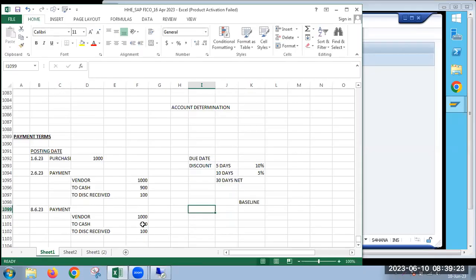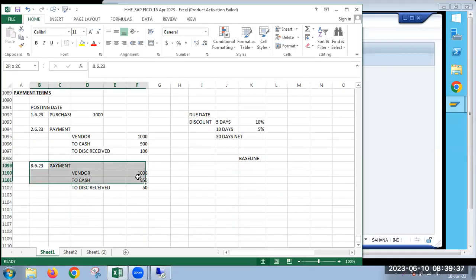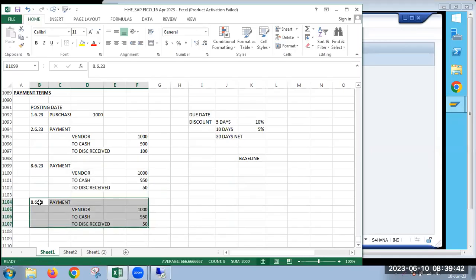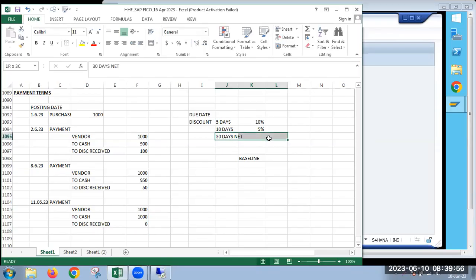950, 50. Correct. 950, 50, since we are in the second term, 6th to 10th day, which means we can have a maximum of 5% discount only. And if we make the same transaction on 11th of June, how will the transaction be? No discount. Correct, no discount, because for that level we don't have any discount.